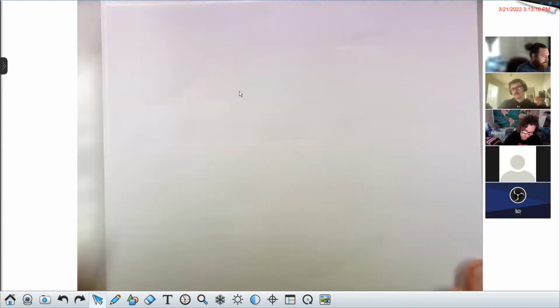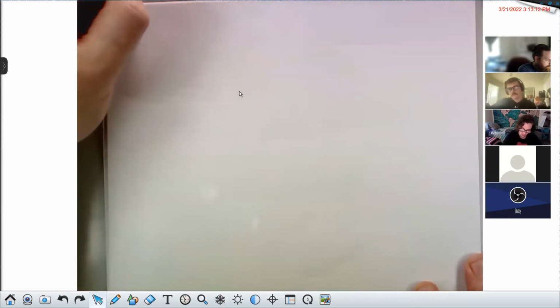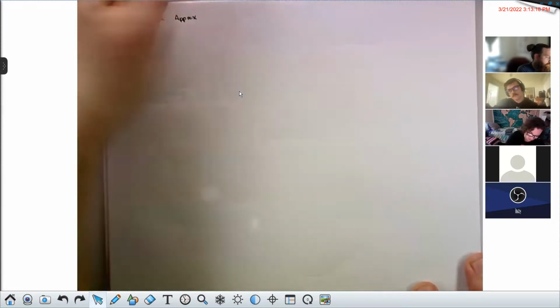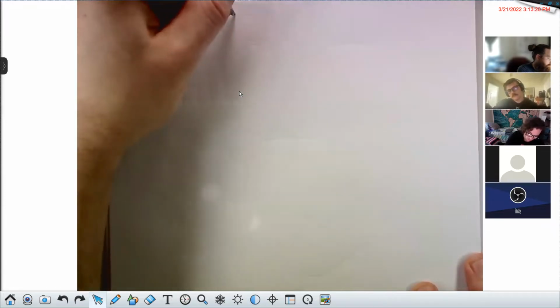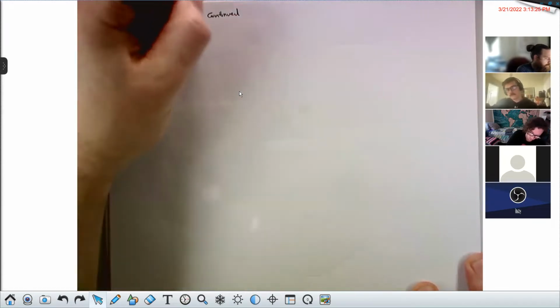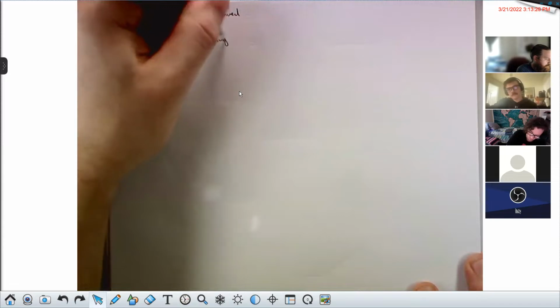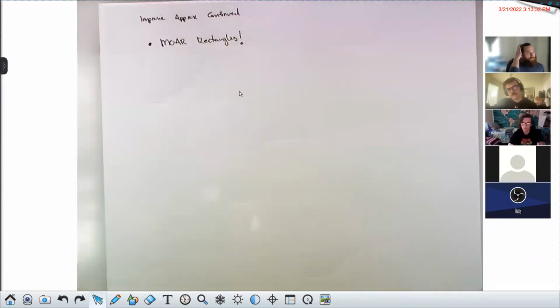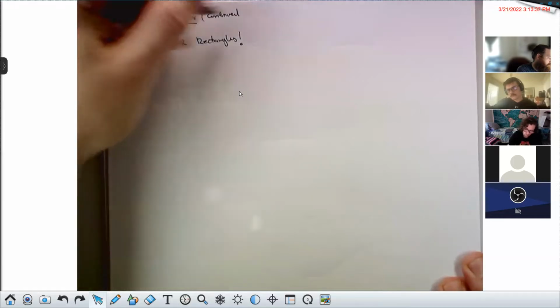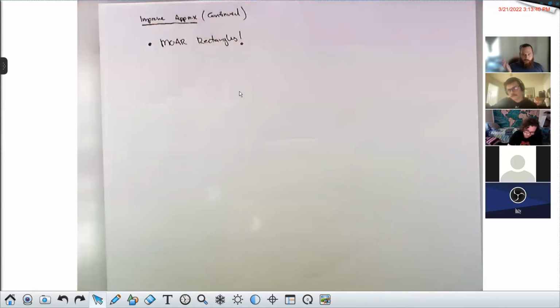So continuing that bulleted list, improve approximation, continued. Last thing is more rectangles. Now, if 10 is better than 5, and 100 is better than 10, and 1,000,000 is better than 100, infinity should be really good. And it is. That's going to be the game.